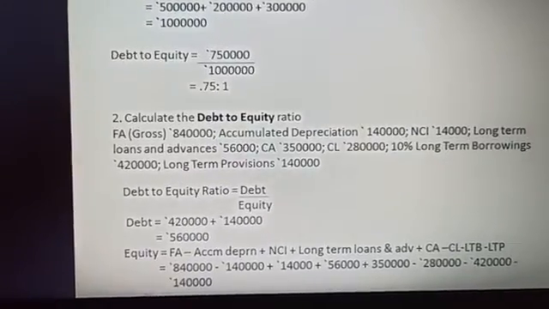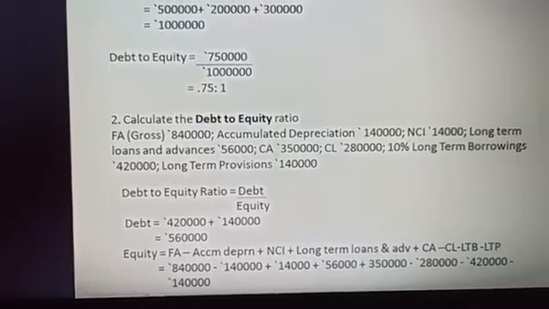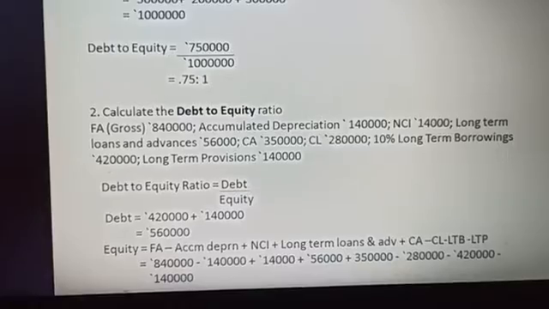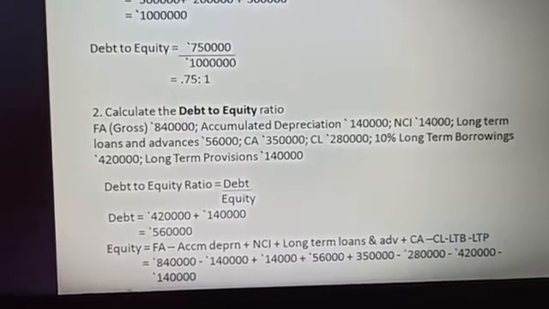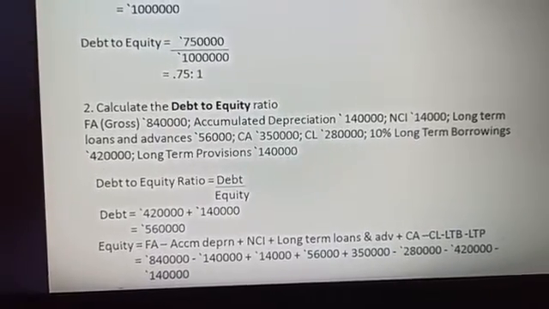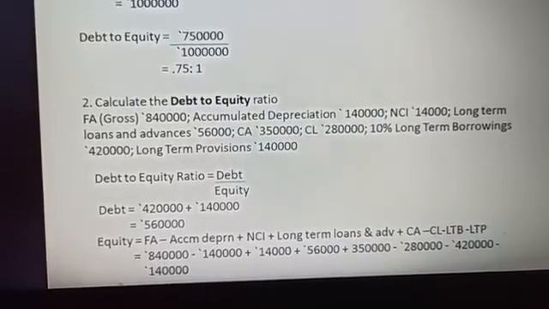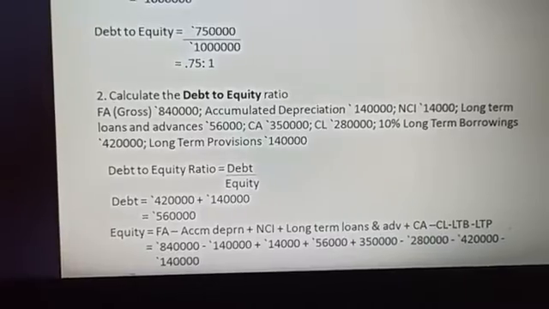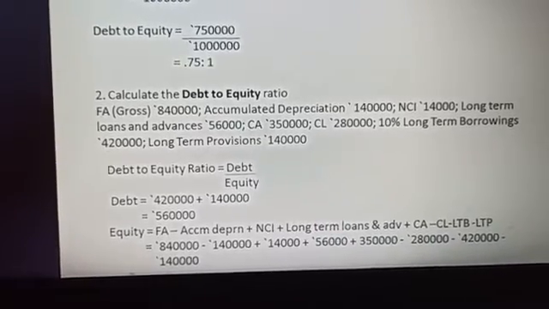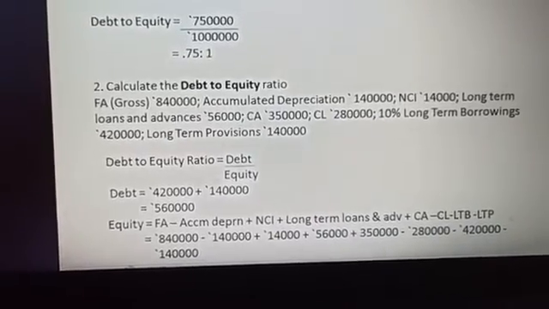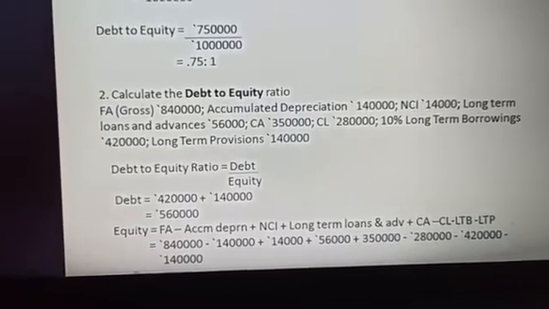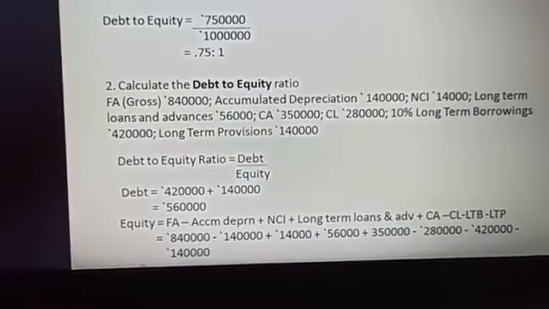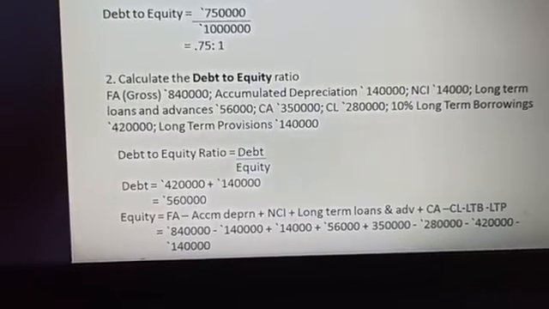Number 2, we again have to calculate debt to equity ratio. Over here, fixed asset gross value is given 8 lakh 40,000, accumulated depreciation 1 lakh 40,000. Non-current investments are given 14,000, long-term loans and advances 56,000, current assets 3 lakh 50,000, current liability 2 lakh 80,000, 10% long-term borrowing is given 4 lakh 20,000 and long-term provisions is given 1 lakh 40,000. Again, we write the formula, debt to equity ratio, debt divided by equity. Debt equals 4 lakh 20,000 plus 1 lakh 40,000 equals 5 lakh 60,000.